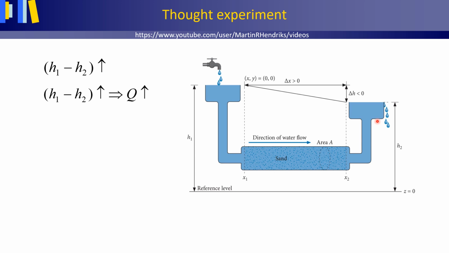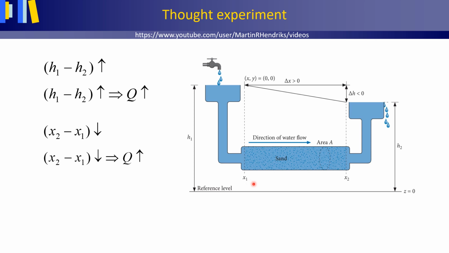What would happen if we would diminish the distance x2 minus x1? The length of the porous medium resisting the water flow then diminishes, and the discharge would increase. So when x2 minus x1 decreases, Q increases.